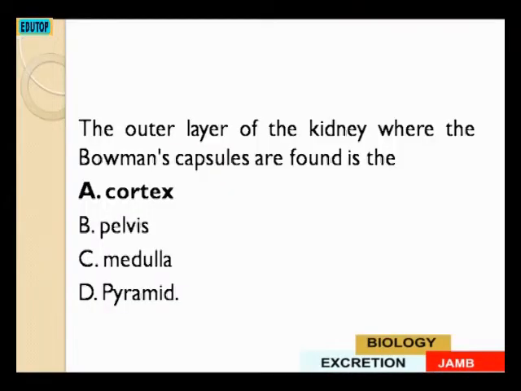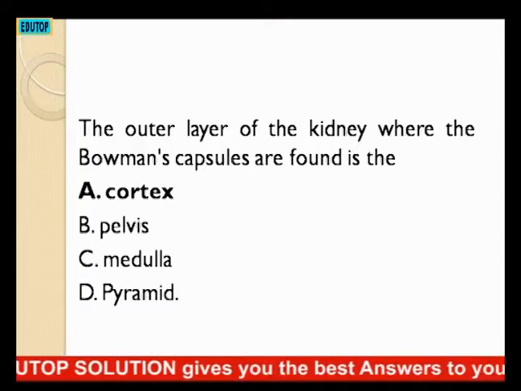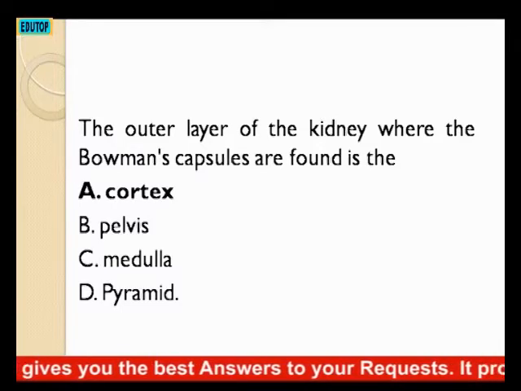The outer layer is the cortex, while the inner layer is the medulla. Then the pelvis is connected to the medulla like a pipe. That is the pelvis. Then the pyramids are found inside the medulla, like 8 of them, looking like a triangle inside the medulla. So the outer layer of the kidney, where the Bowman's capsules are found, is the cortex.